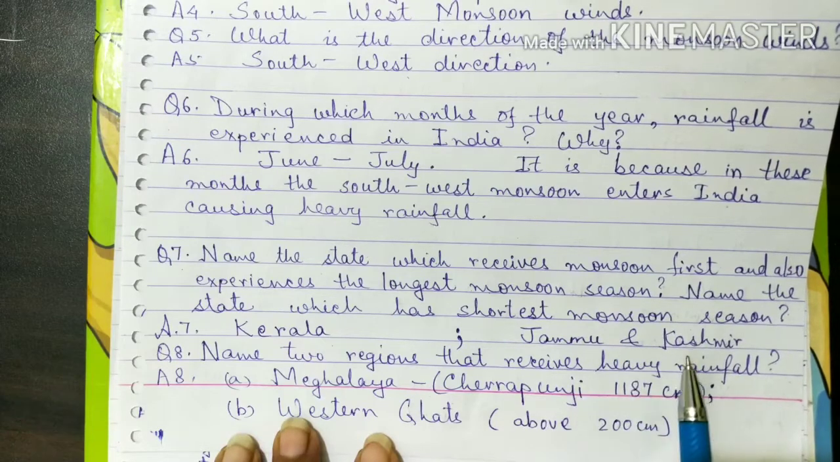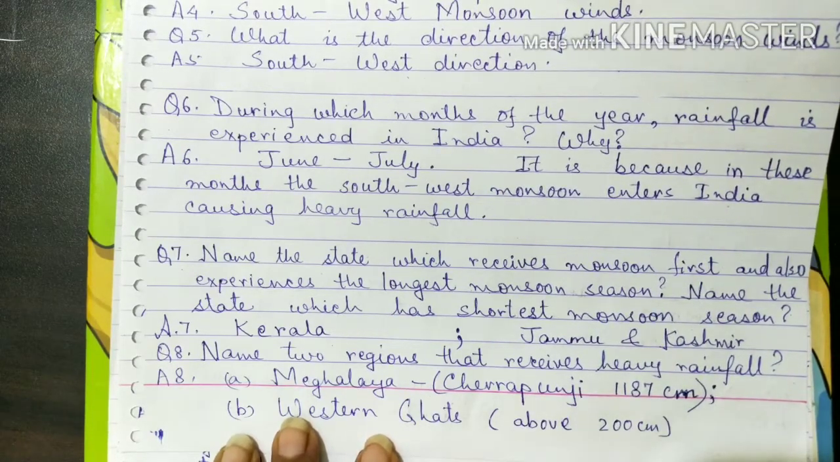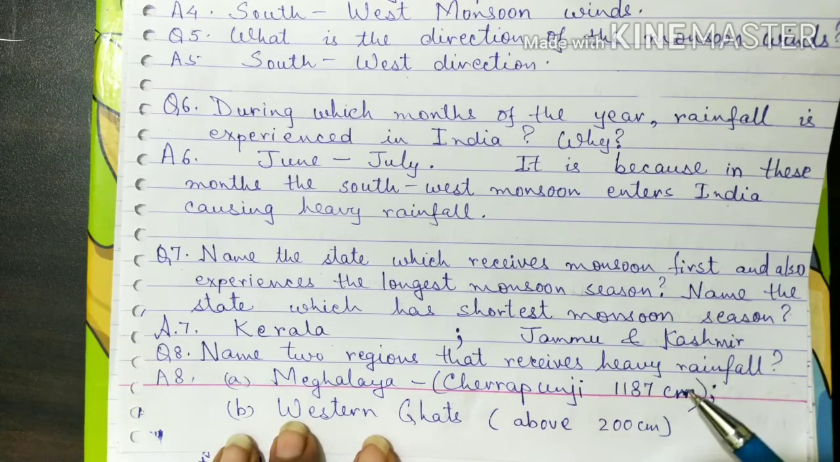Then name the state which has the shortest monsoon season. That is Jammu and Kashmir. Why is it so? Because by the time the Arabian Sea branch of monsoon or the Bay of Bengal branch reaches Jammu and Kashmir, it is almost dry. So the amount of rainfall in these regions is very less. But due to very low temperature, the rainfall is in the form of snowfall.